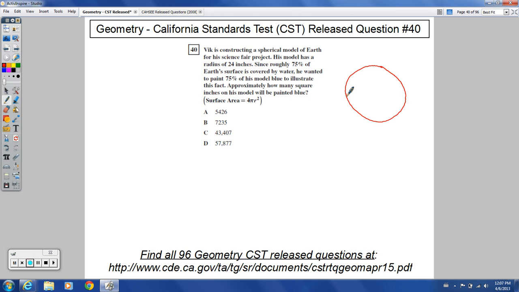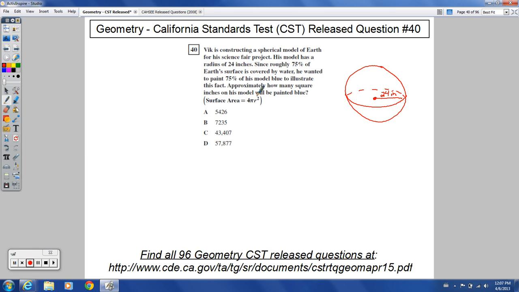To draw a sphere, you can draw a circle first, and then draw an ellipse there, and then we'll put in the radius. It says the radius is 24 inches. I'll write that down right there. Since roughly 75% of the Earth's surface is covered by water, he wanted to paint 75% of his model blue to illustrate this fact. Approximately how many square inches on his model will be painted blue?